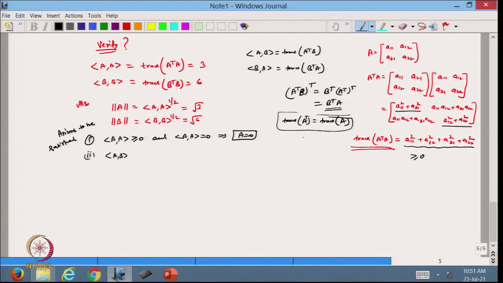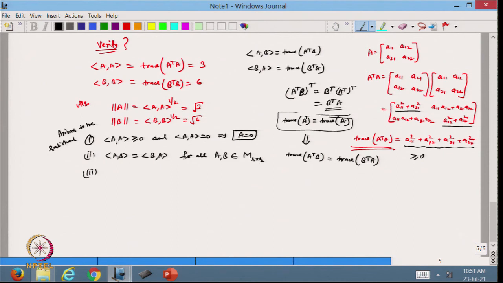So from here we can say that trace of A transpose B is the same as trace of B transpose A. So from here I can say that this is equal to the inner product of B and A, for all matrices A and B belonging to the space. I am taking any matrix of order R cross R. So the third one is also satisfied.